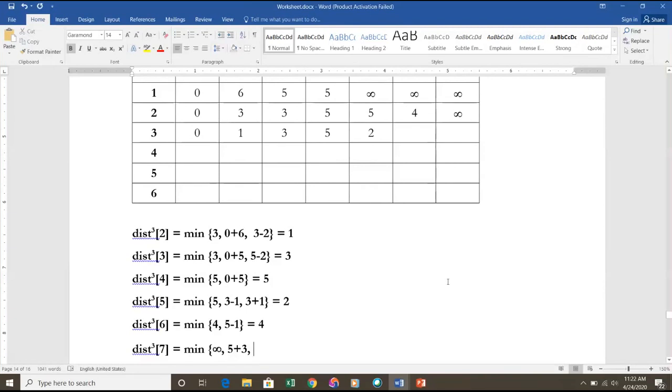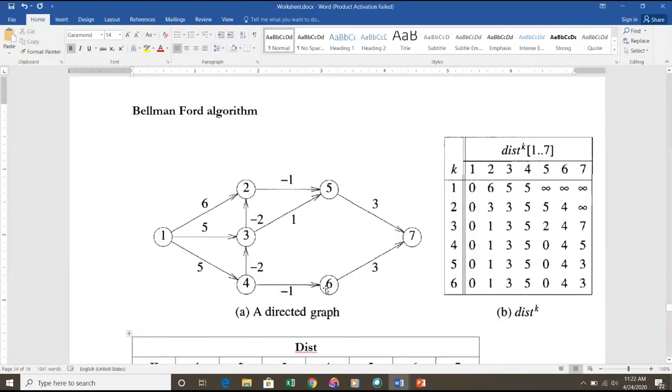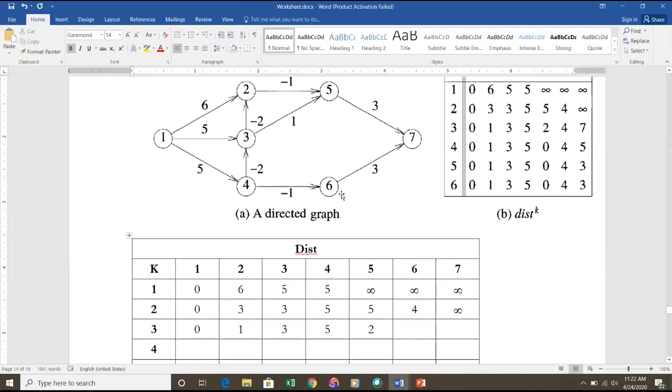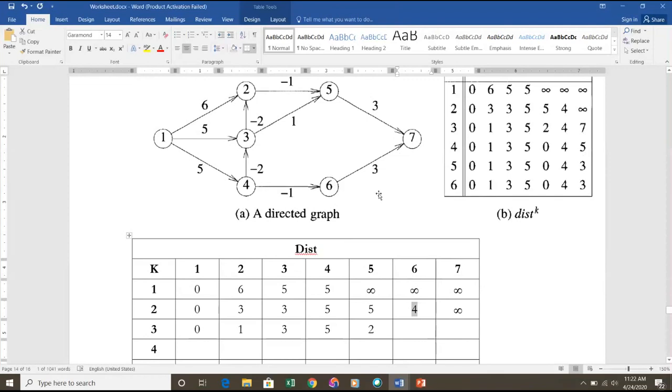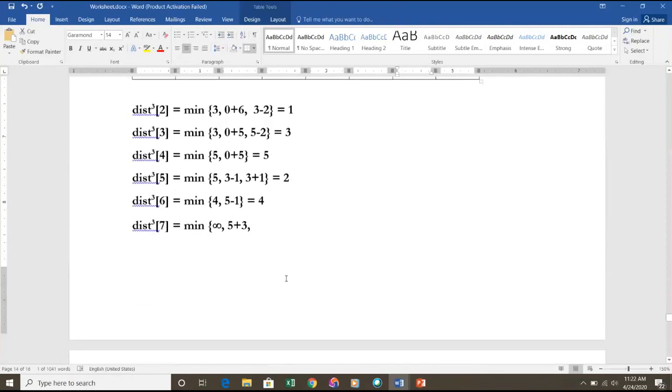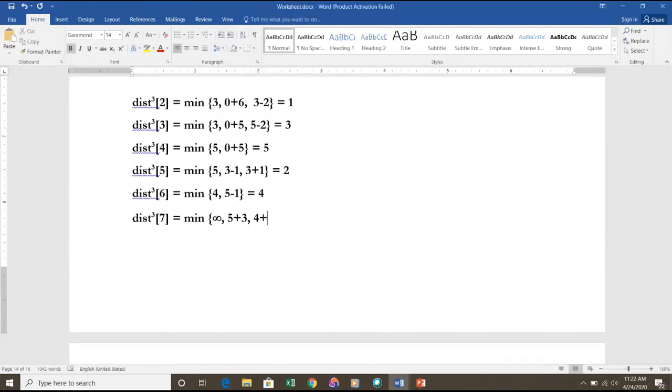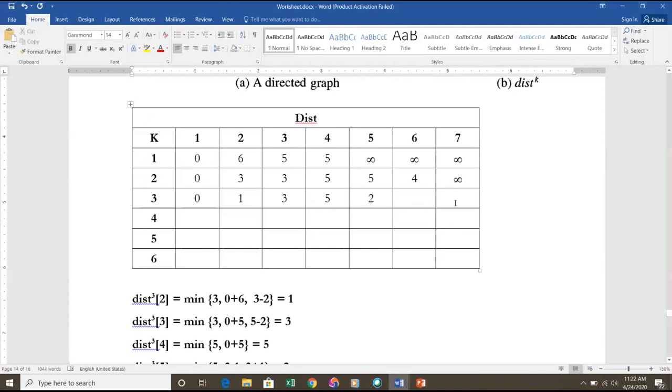Comma. Which is the other edge incident? It is from 6. Therefore, what is the previous value of 6? It is 4. 4 plus 3. What is the minimum value we got? 7. So enter 7 here.